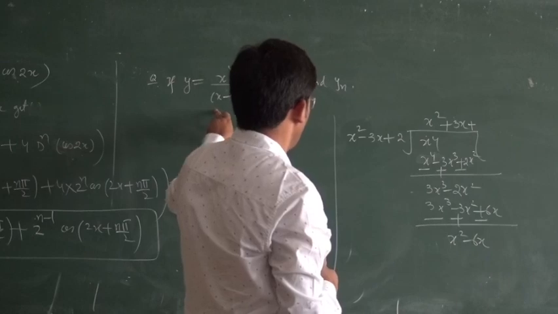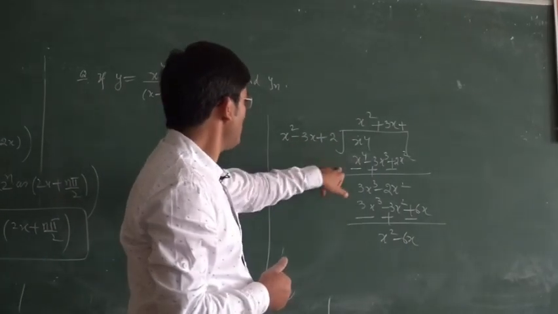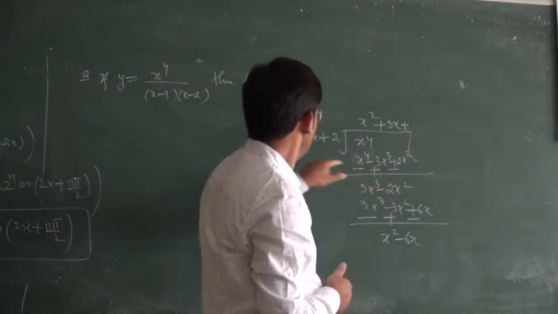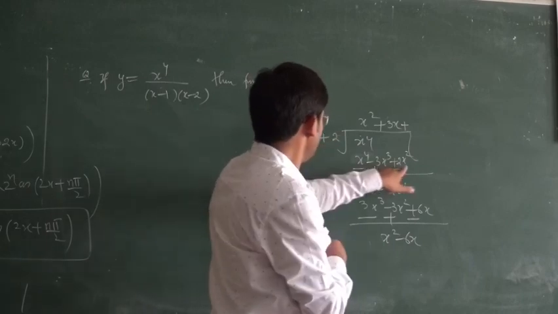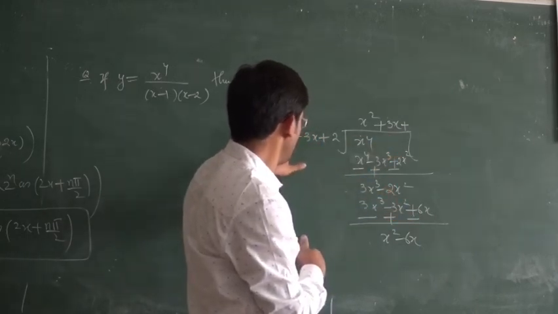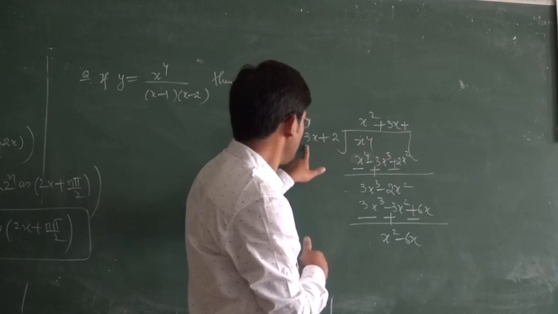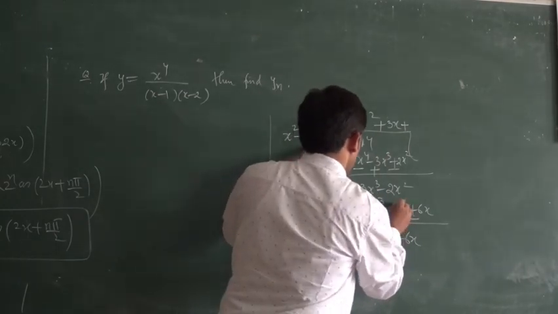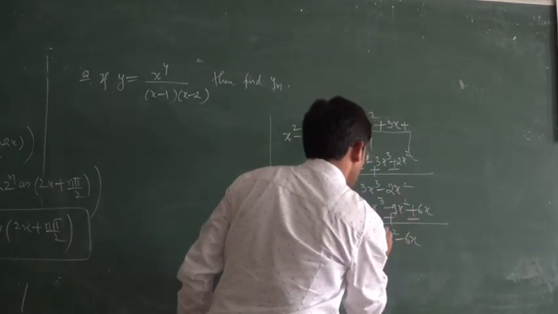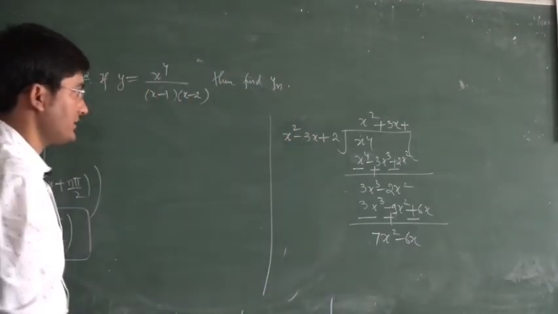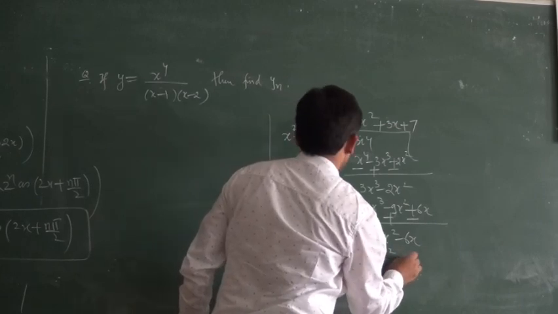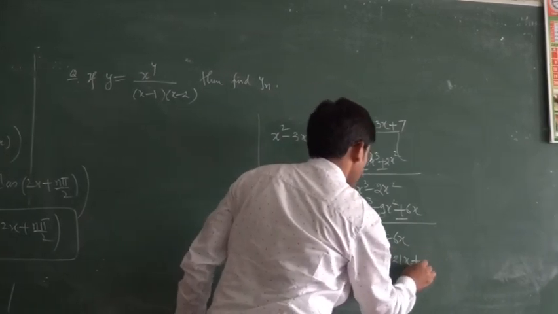On multiplying this one by x square, we have x power 4 minus 3x cube plus 2x square. So this will be plus 3x cube minus 2x square. Now if you multiply by 3x, then we will have 3x cube minus 3 into 3, that will be 9, so 9x square plus 6x. Now this will be 9 minus 2, that means 7, so we have 7x square minus 6x. On multiplying by 7, we have 7x square minus 21x plus 14.